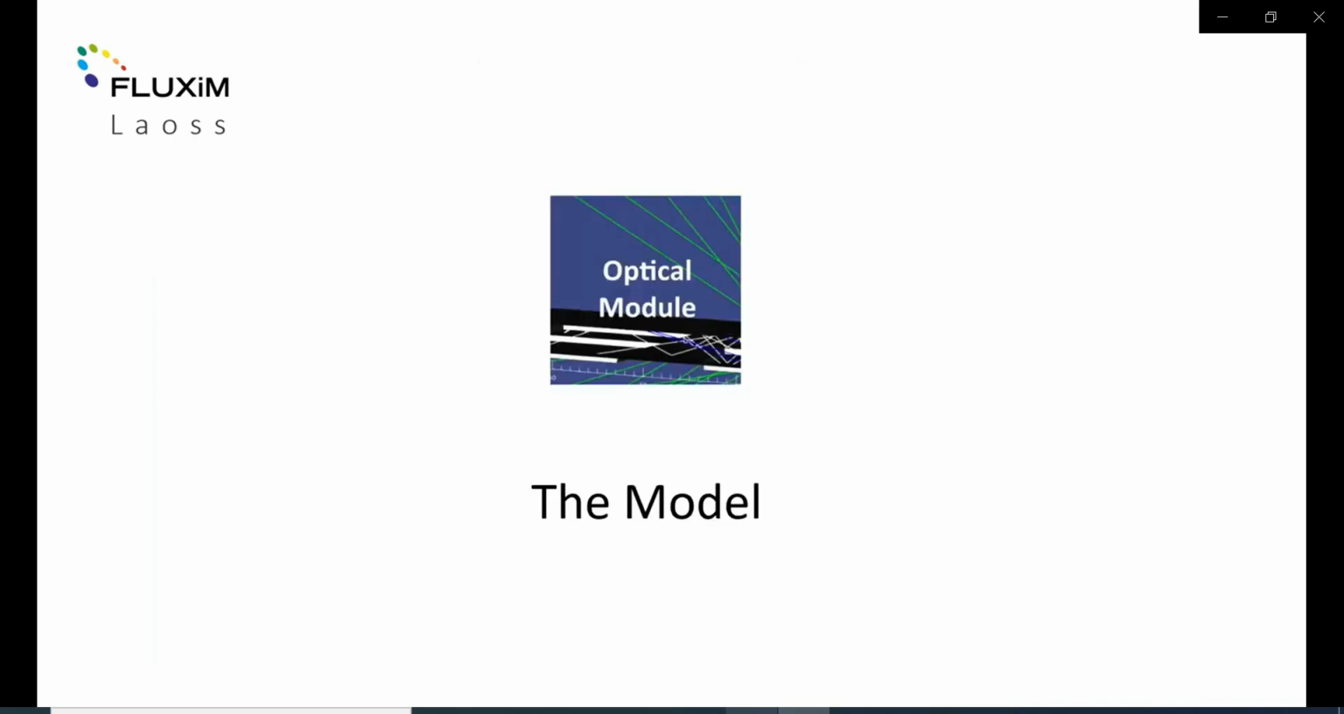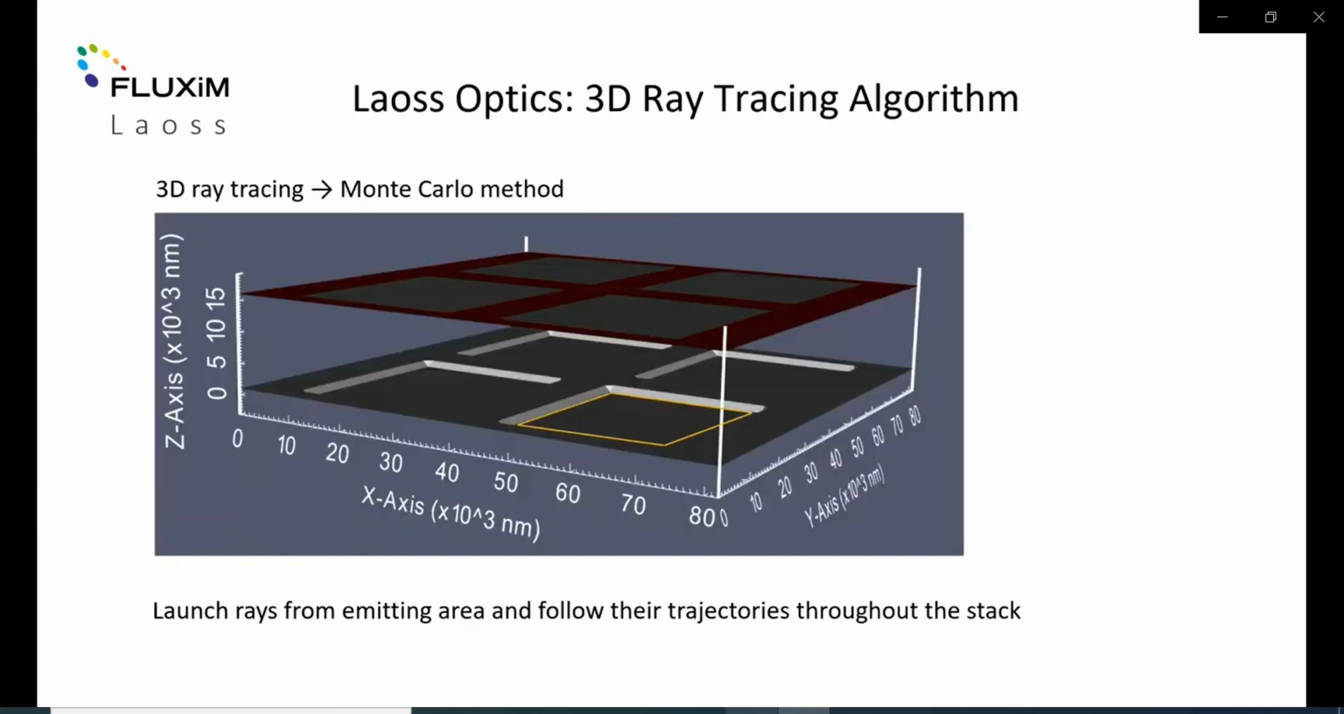The third module of Laoss is the optical module. Again, we will start with the model, the input and output quantities. Laoss optics is a full 3D ray tracing algorithm which uses the Monte Carlo method. The idea is fairly simple. Some rays are launched from a specific area. The pixel is marked with a yellow rectangle.